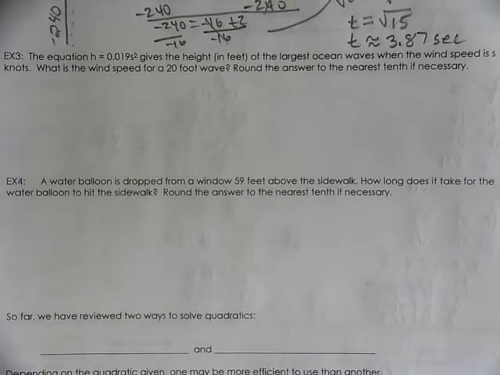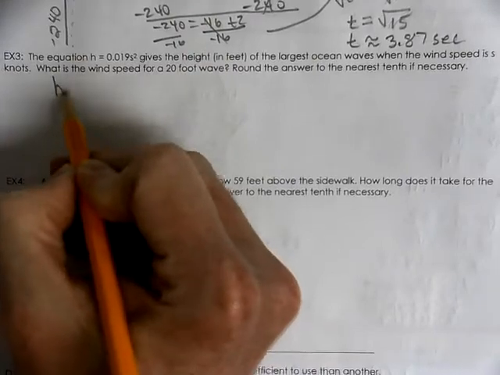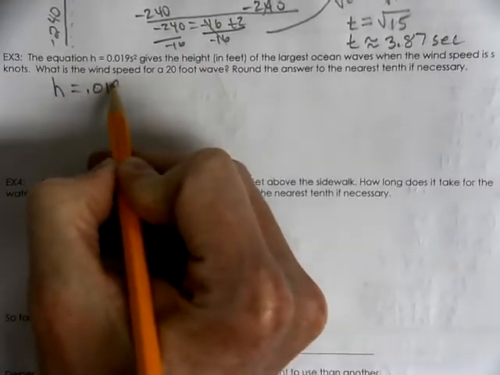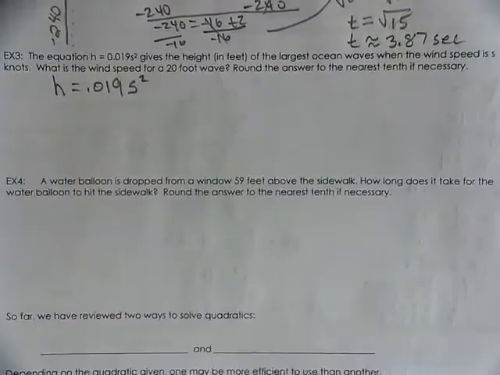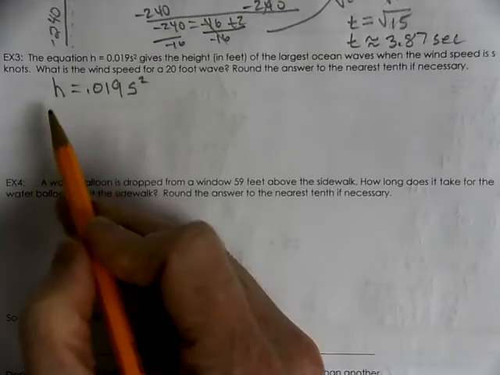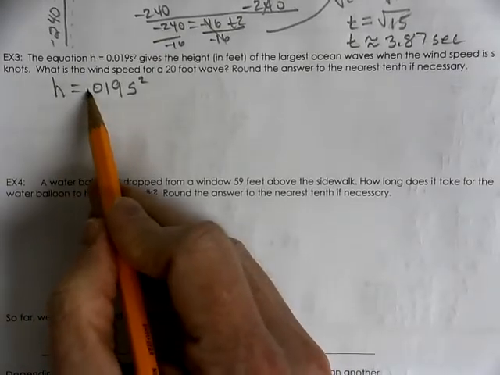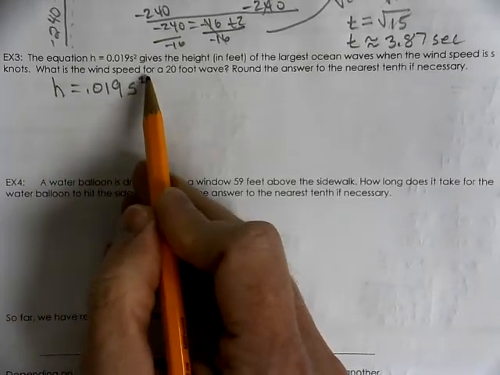In this next example, we have an equation. We have a wave, and when the wind blows more, the waves get taller. The height of this wave follows this pattern of 0.019 s squared. And s is the speed in knots of the wind. It's a measurement that you typically know in sailing and wind issues, knots. So the height is going to be 0.019 s squared.